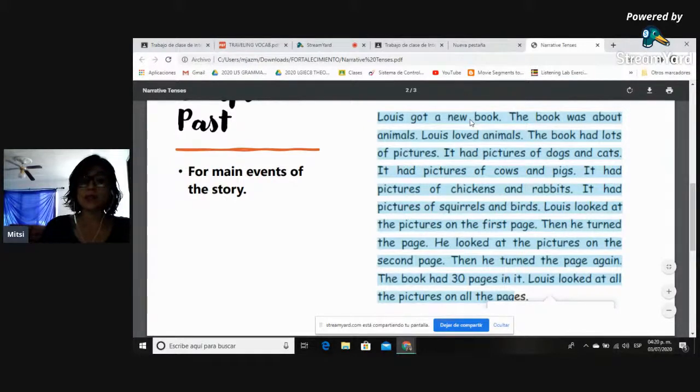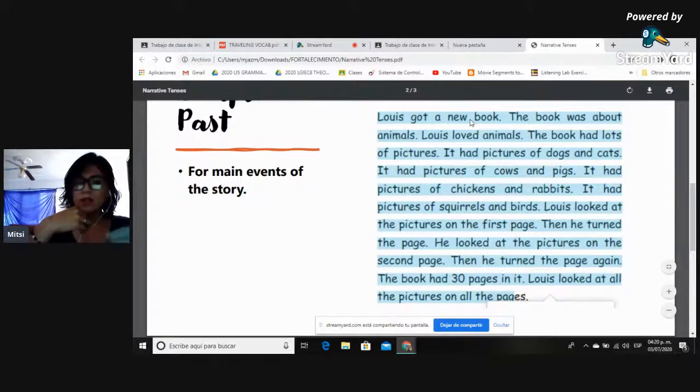Louis looked at the pictures on the first page. Then he turned the page. He looked at the pictures on the second page. Then he turned the page again. The book had 30 pages in it. Louis looked at the pictures on all the pages. So if you take a look at this short story, it's about a new book that Louis got. And all of the sentences are in simple past.